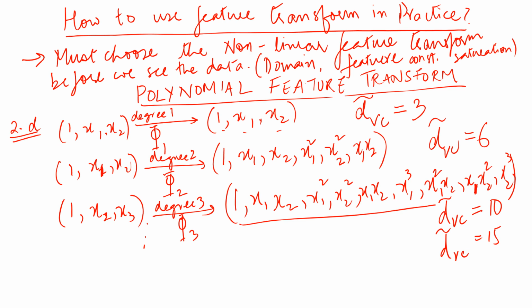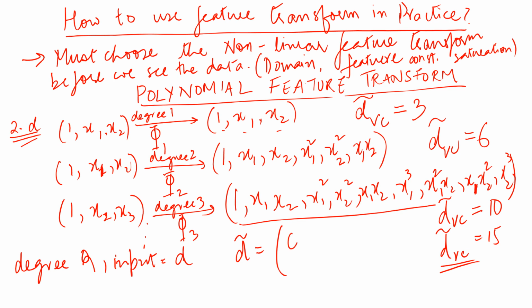So the polynomial transform of degree q for an original x of d dimension, because this was a 2 dimension. So let's say we are interested in finding the polynomial transform of degree q such that the input is dimension d. Right, so how can we calculate the VC dimension? So basically this d tilde dimension is going to be Q plus D, choose Q. And D of course is going to be 1 less than that.